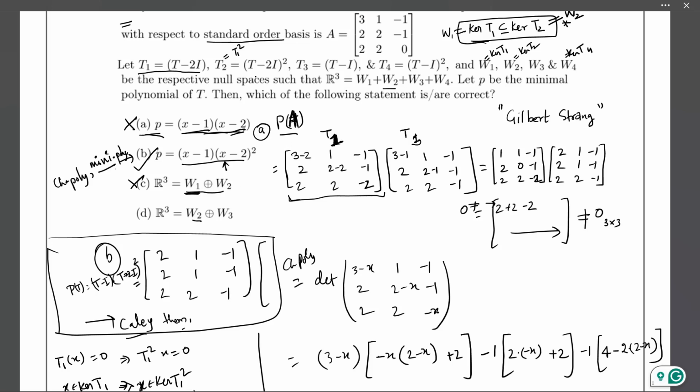W2 is a generalized eigenspace of eigenvalue 2. Kernel of this T2, and W3 is the eigenspace corresponding to eigenvalue 1, because kernel of T minus I is just the eigenspace. And this is the generalized eigenspace for eigenvalue 2. So they are linearly independent. There is no element common, that is for sure. Something which is annihilated by T minus 2I cannot be annihilated by T minus I, because eigenspaces are linearly independent, right?